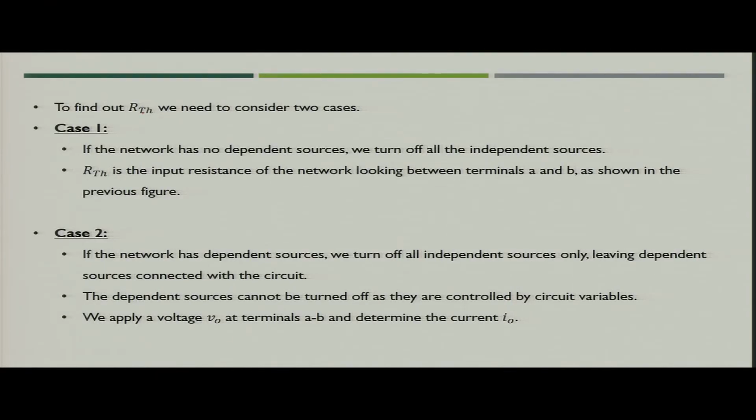Now, we also discussed that for calculation of Thevenin resistance we need to consider two cases. What was the first case? In the first case the network has no dependent sources and we turn off all the independent sources. Turn off means, as we just discussed, that the voltage source would be short circuited and the current source will be open circuited, and then Rth is the input resistance of the network looking between the terminals A and B, that was shown in the previous figure.